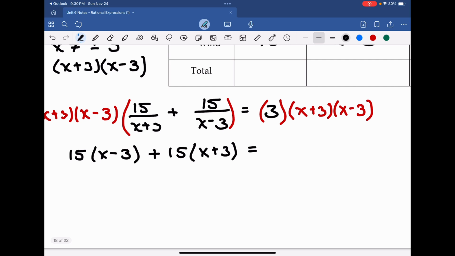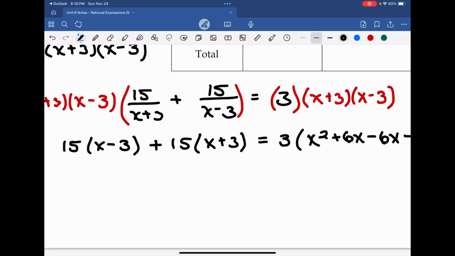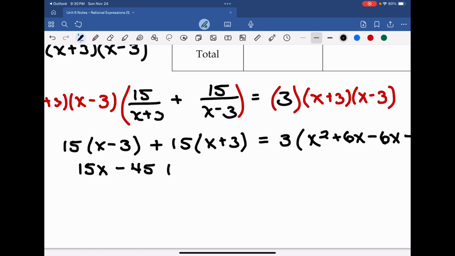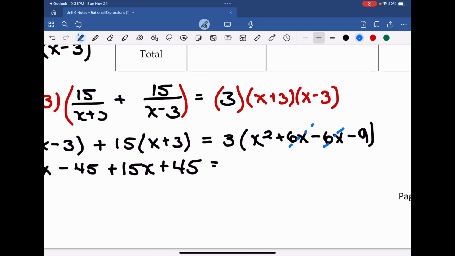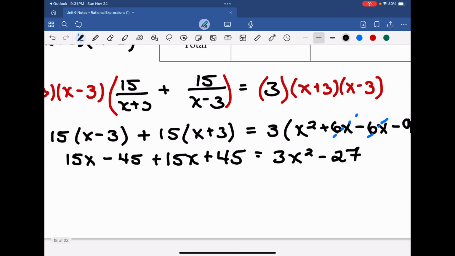On the other side, this is going to be 3 times the product of those two factors, which means it's going to be 3 times x squared plus 6x plus 9. And sorry, this is a difference of squares. So actually, it works out to plus 6x minus 6x and then minus 9. Now, let's expand this and simplify. When we expand and simplify, this gives us 15x minus 45. This is going to be plus 15x, and then plus 45 is equal to, on the other side, our 6's are actually going to cancel here, so we can wipe those out. Now this is going to be 3x squared, and then 3 times 9 is going to be negative 27.